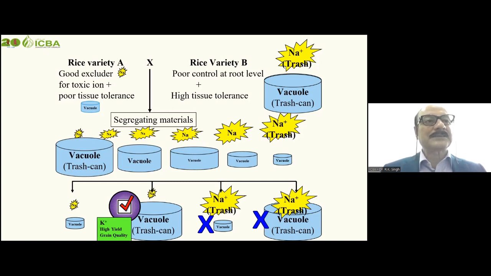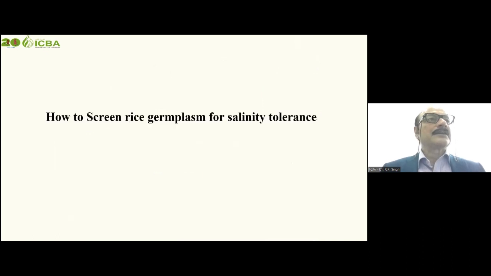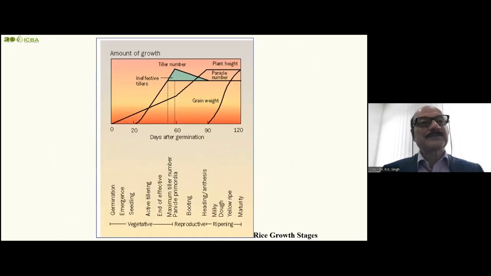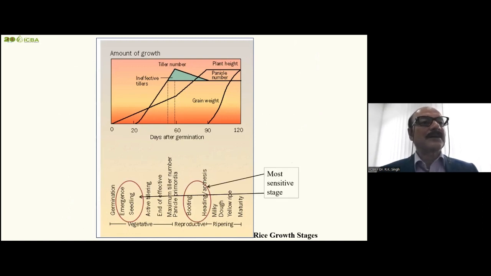This phenotyping is difficult, but we will come to how to do the phenotyping. So how do we screen rice for salinity tolerance? There are two stages I mentioned: one is the seedling stage, and one is the booting stage. These are the most sensitive stages in rice. Not only these stages; throughout the growth period, rice is sensitive, but these are the two key stages, so we have to screen rice at these two stages.